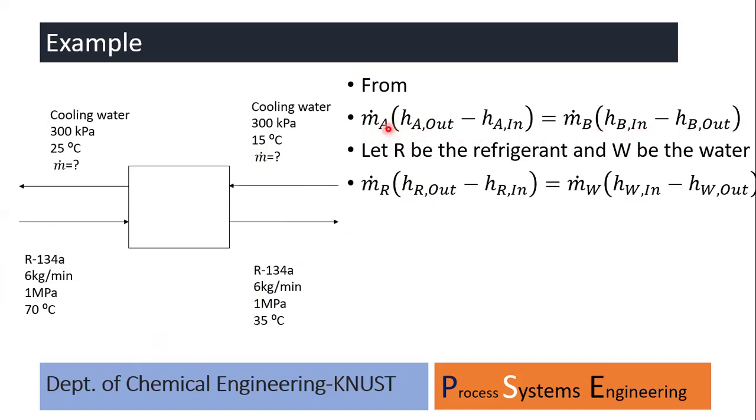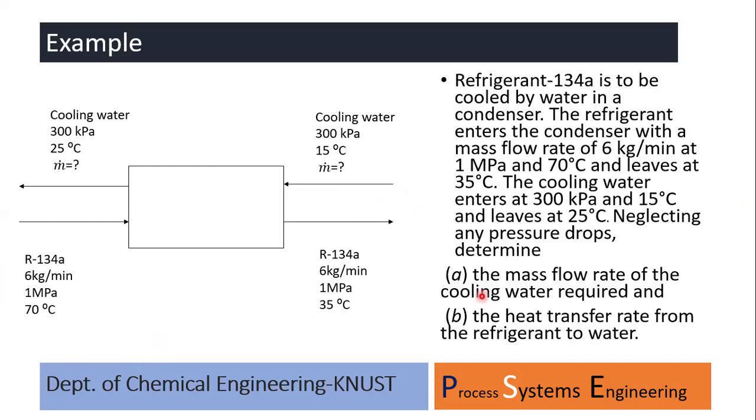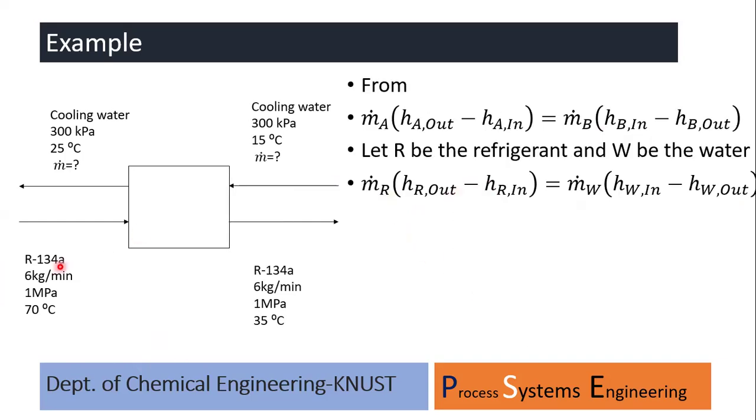Now we can say that we replace A with R for the refrigerant, and B with W for the water. So we'll have the mass flow of the refrigerant times its enthalpy out minus its enthalpy in being equal to the mass flow of water times its enthalpy in minus its enthalpy out. So these values, we can read them from the tables. We can read that of the refrigerant from the table because we're given the temperature and pressure.